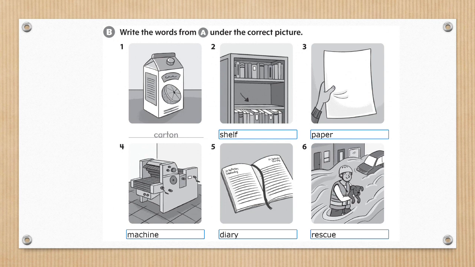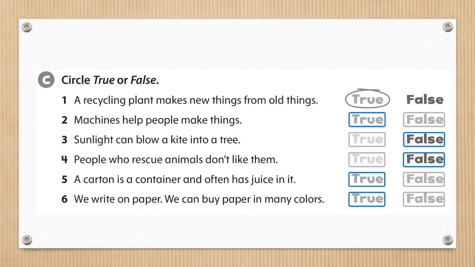And activity B, number 2 was shelf. 3, paper. 4, machine. 5, diary. And 6, rescue. For activity C, circling true or false. Number 2, true. 3, false. 4, false. 5, true. And 6, true.